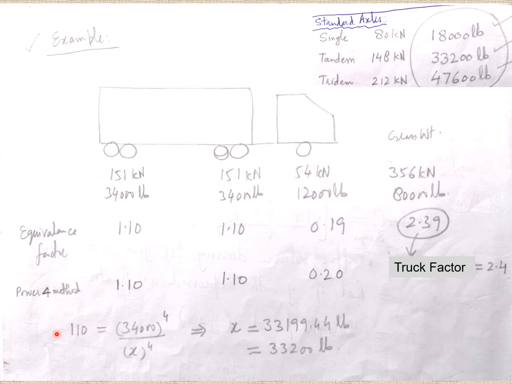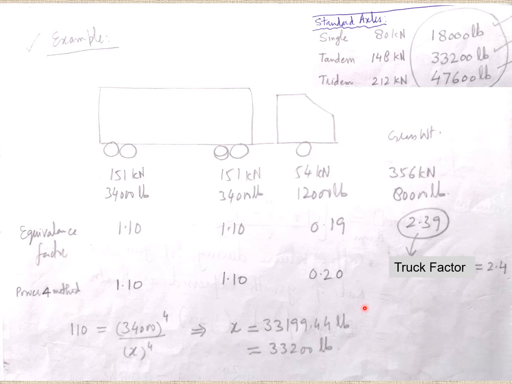Well, here if you just look at this calculation, this is only meant for the standard tandem axle. You can see that in the case of standard tandem axle, you are having 1.10 from the table developed by AASHTO, the equivalent axle load factor, that is 1.10. So in this case, the given load is 34,000 and power 4, and in the denominator, the standard tandem axle load. So from here, you can see that it is coming 33,200 pound, and that is written over here.